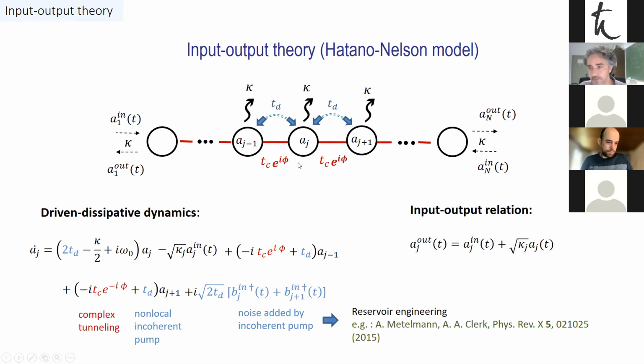So what's so special about this model? I'm considering here coherent couplings that have the form of photon tunneling. This is this T_C. And I'm going to consider as well that these tunnelings can have a complex phase, this phi. This is obviously not always easy to achieve in an experiment. There are several possible implementations of these complex tunnelings. One that is very promising is Floquet engineering. There are also other proposals that rely on circulators and magnetic fields.